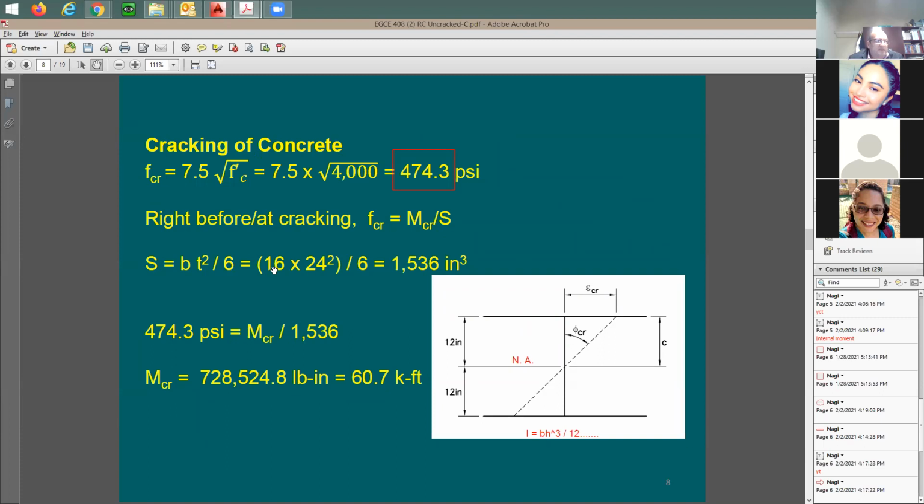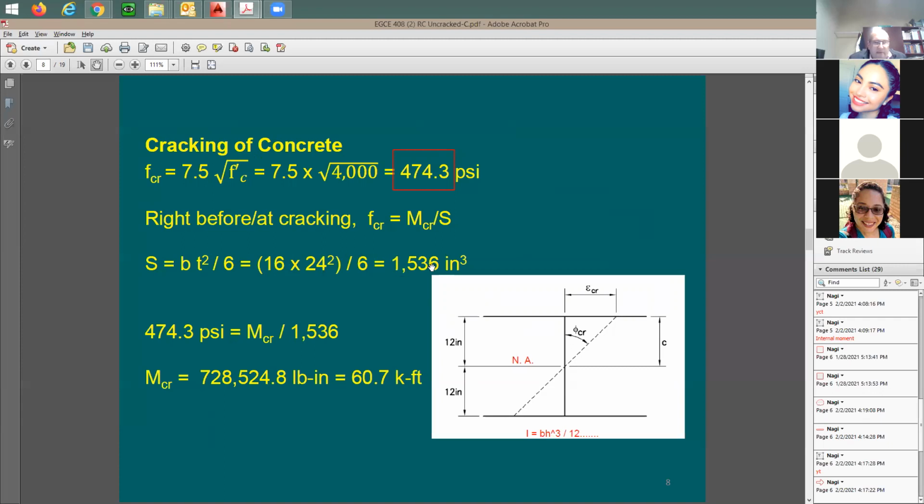The width is 16. The total depth is 24 inch. Sometimes you can call it T, you can use H as an H. It's okay, it doesn't matter. Both symbols can be used alternatively. And with that, the section modulus is going to be 1536.